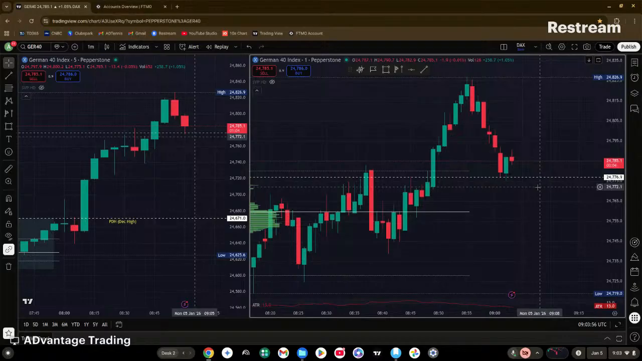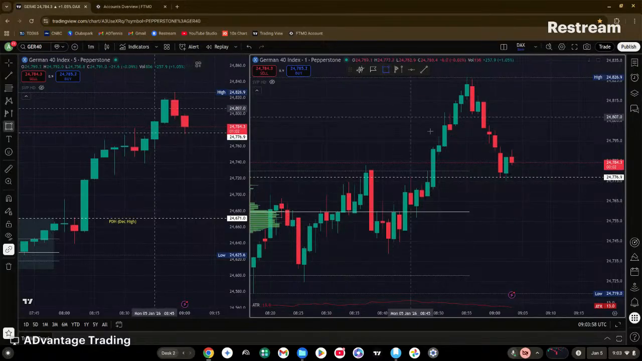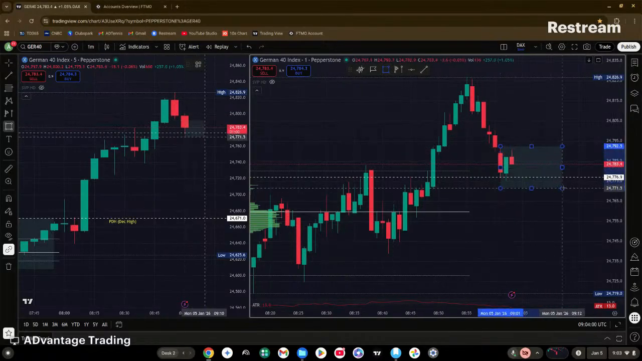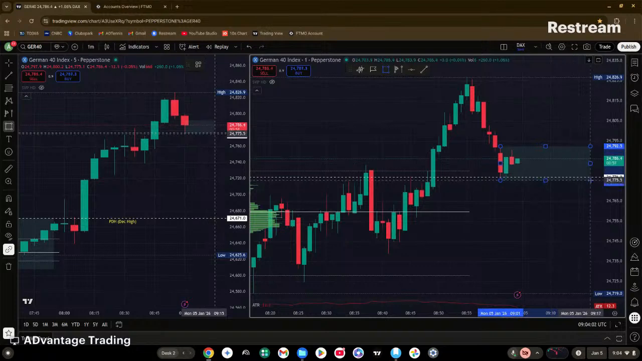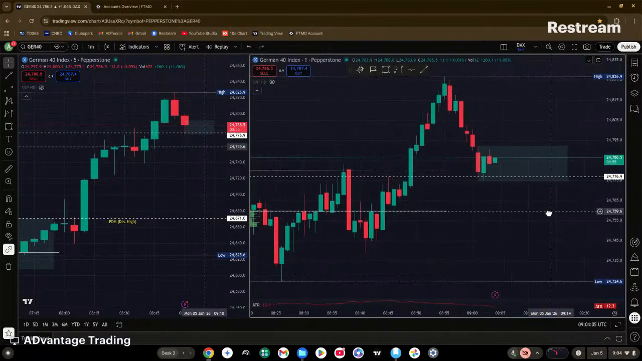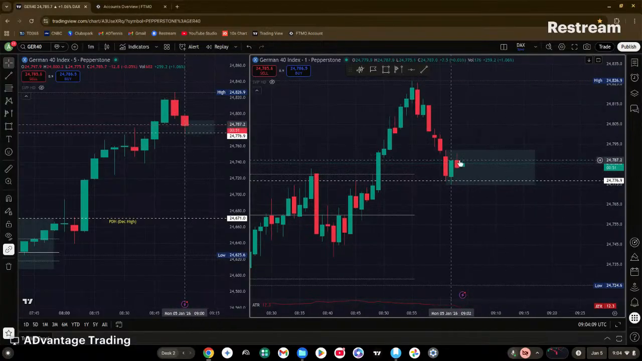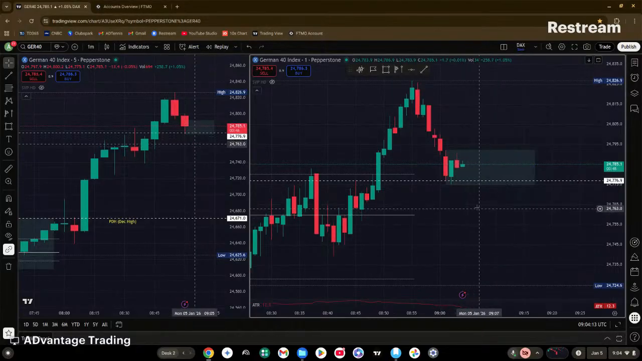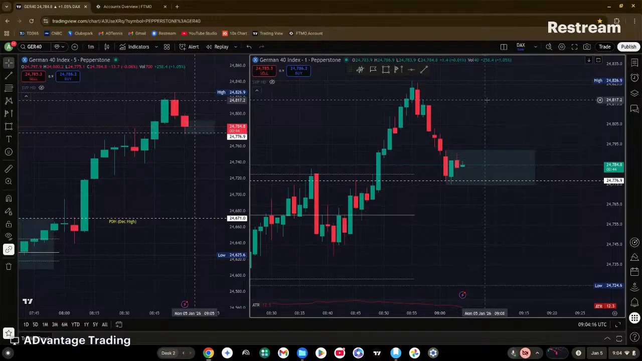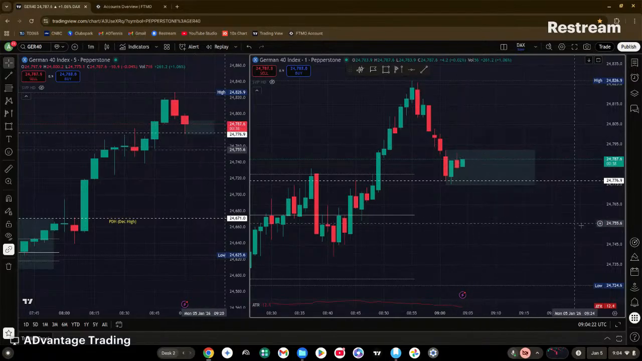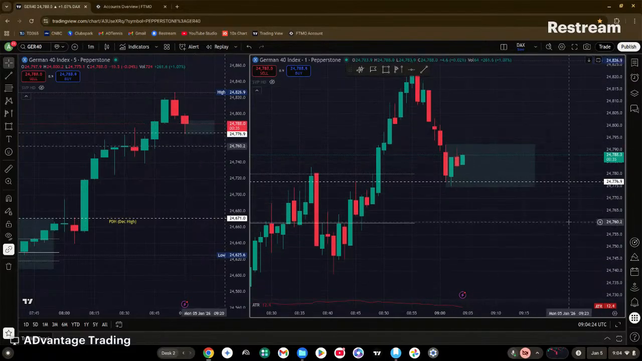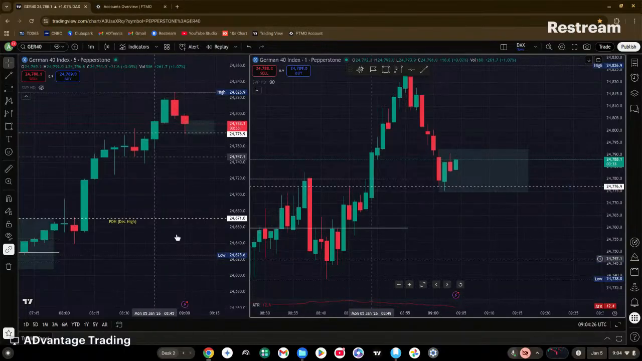So this battle zone has now formed. This area here is now our new area of interest, of who's going to win. Are we going to be pushed back into here, or are we going to be moving back out and up? So what we want to see is some sort of bullish close above this small highlighted area. And if we get that, that would likely be our signal to buy.